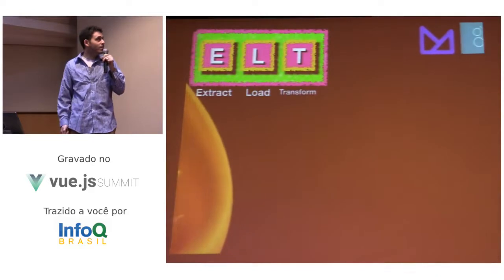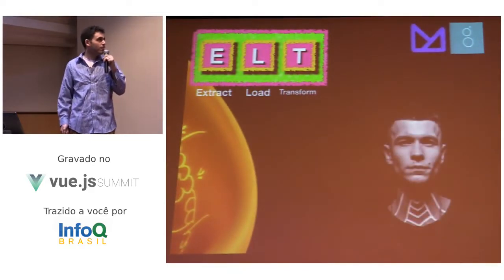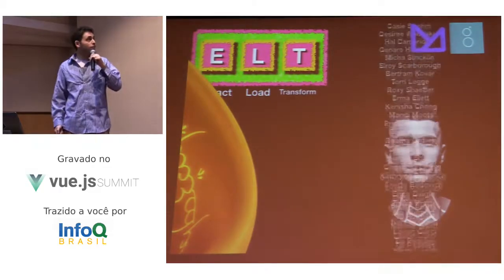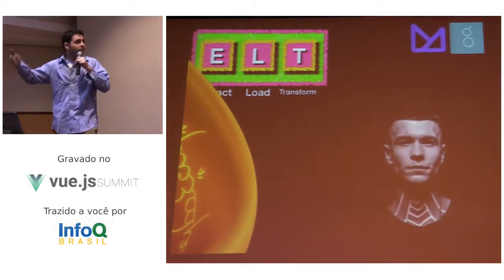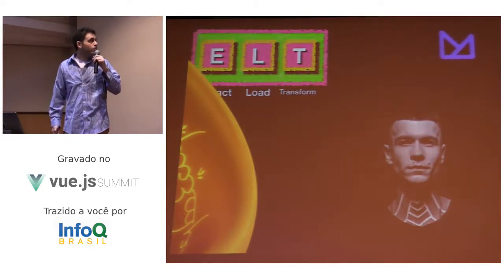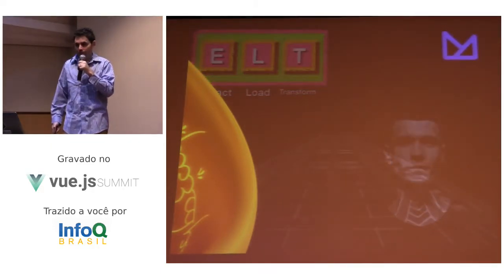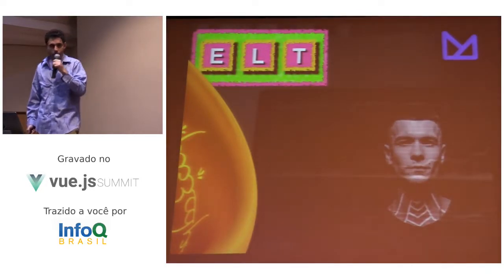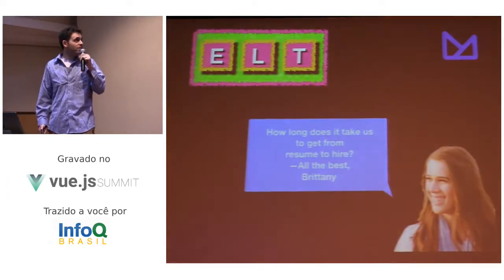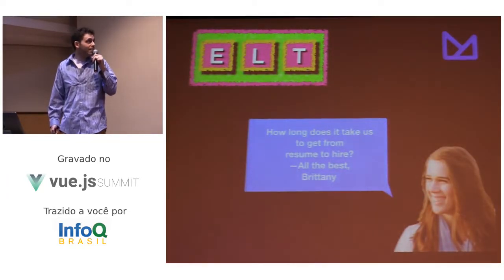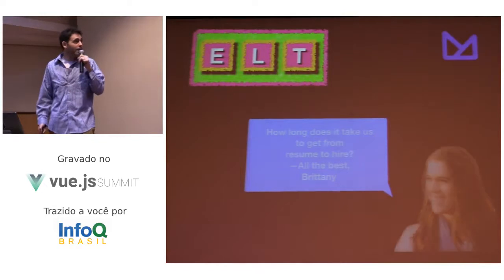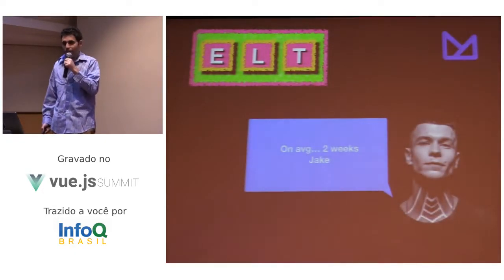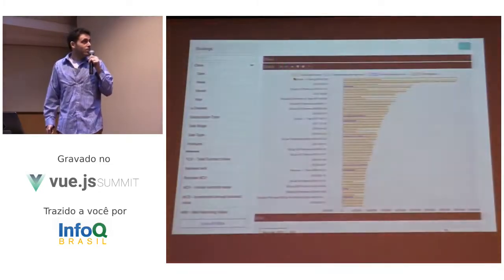And so then, using the power of Meltano, the ring, and some of the data from Greenhouse, we soak up all the data from Greenhouse, and then we store it in a giant data warehouse. And once we store it in a giant data warehouse, then we can run analytics on it. And once we run analytics on it, Brittany can ask us once again, how long does it take us to get from resume to hire? And I can say, on average, 2 weeks. Thanks, Jacob. So that's how that works.